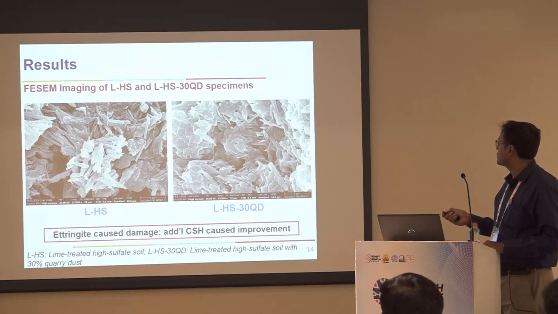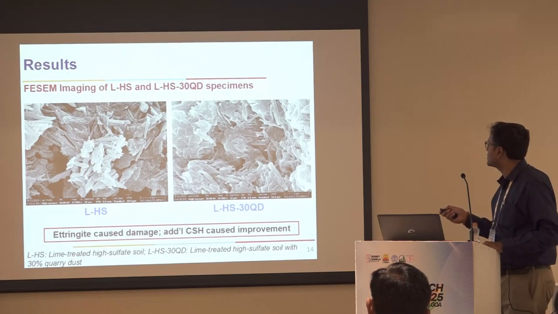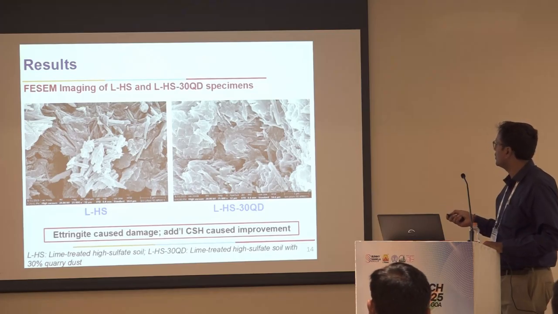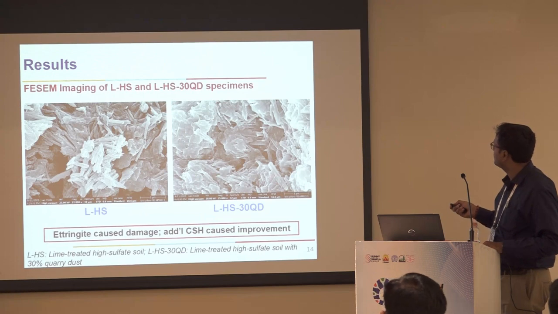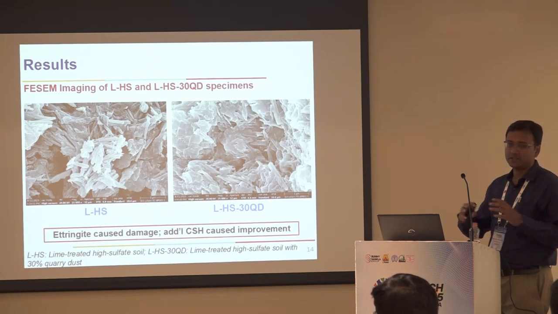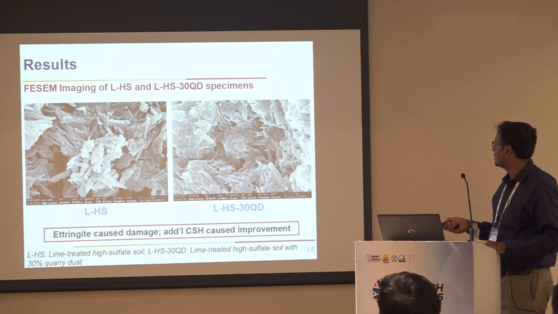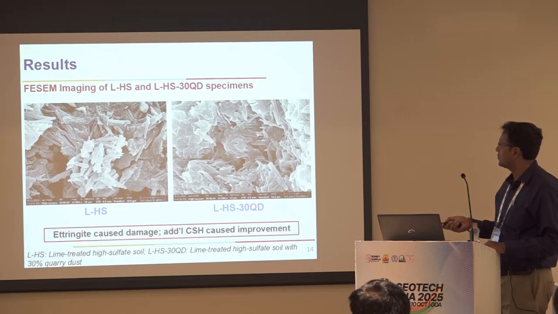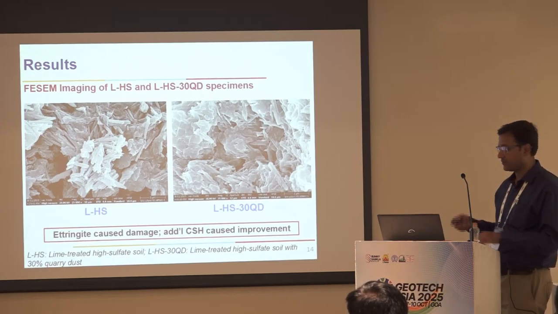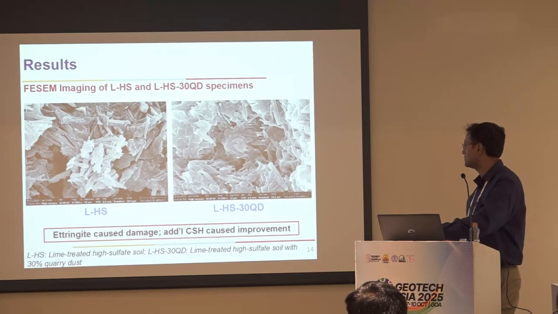The figure to the right shows LHS with 30% quarry dust. Here also you can see the ettringite crystals are there, but one more additional feature is present: if you look closely, CSH gel is available, and it seems that the CSH gel is binding the soil much better. So that way the performance of this one was way better compared to the performance of the other in terms of the strength and swelling characteristics.